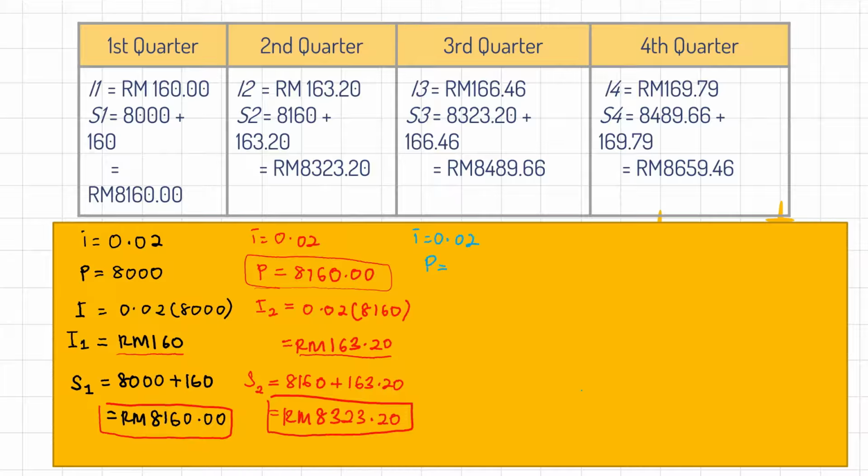P is the one that we get in the second quarter. The amount of money in the second quarter is 8,323 ringgit and 20 cents. Let's calculate the interest in third quarter that we will get. So 0.02 times 8,323 and 20 cents. Press your calculator, you will get the interest in third quarter will be 166 ringgit and 46 cents.